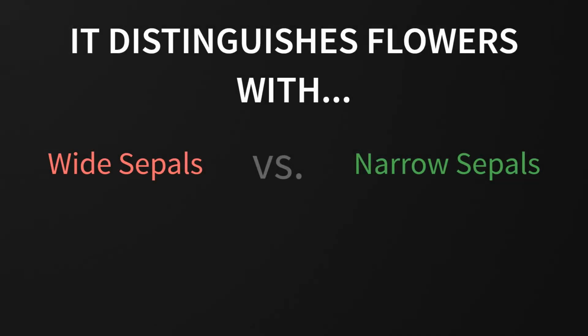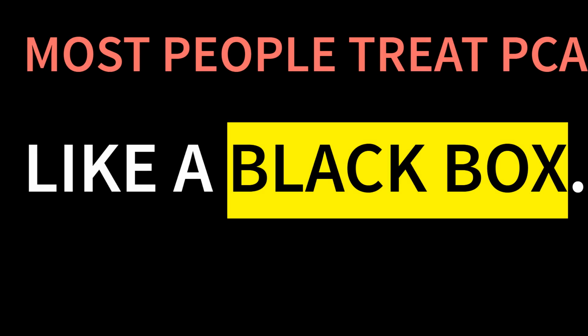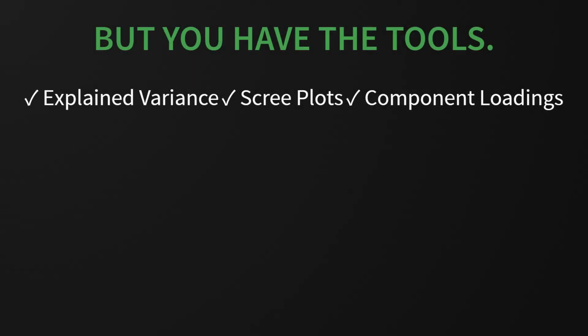Ultimately, PC2 acts as a separator, distinguishing flowers based purely on the shape of their sepals, pitting the wide ones against the narrow ones. The biggest mistake people make with PCA is treating it like a magic black box. You put data in, you get components out, but you don't truly understand why. But now you have the essential diagnostic tools. By analyzing explained variance, scree plots, and component loadings, you can finally open that box and see what's inside.